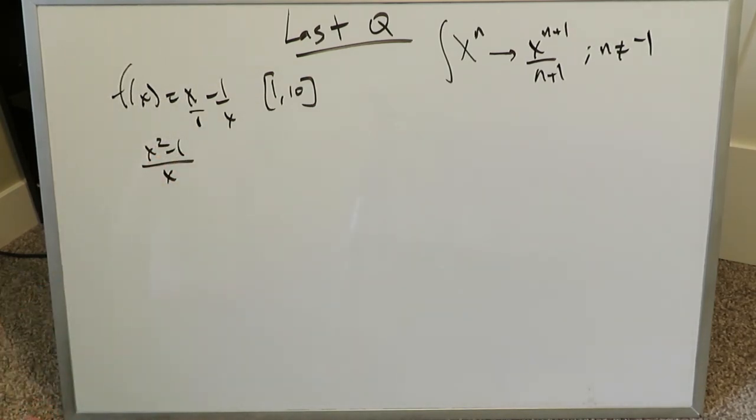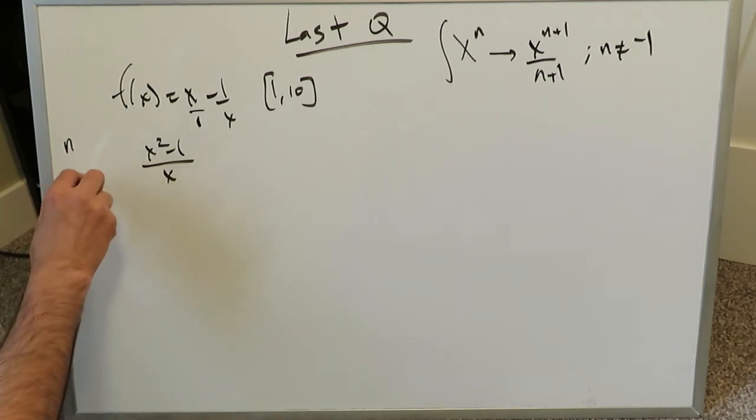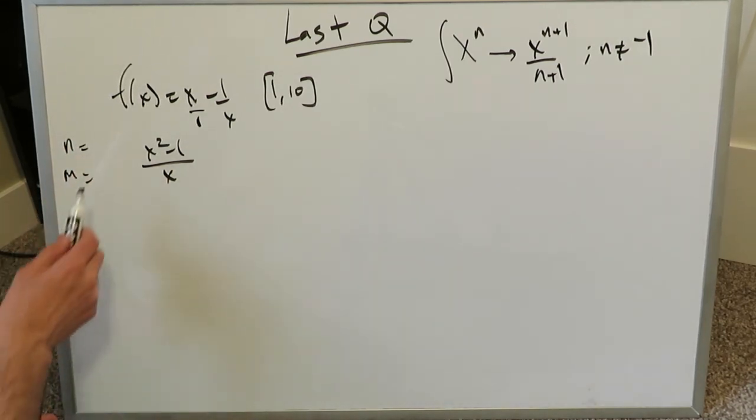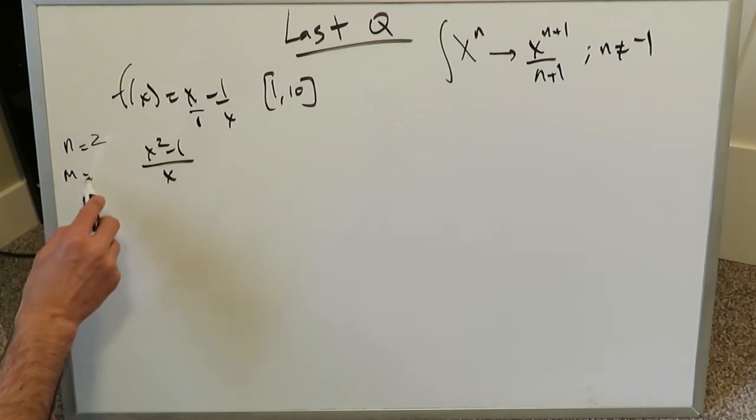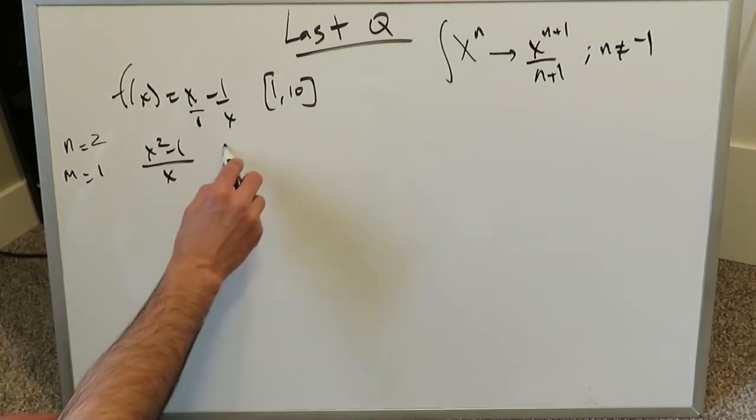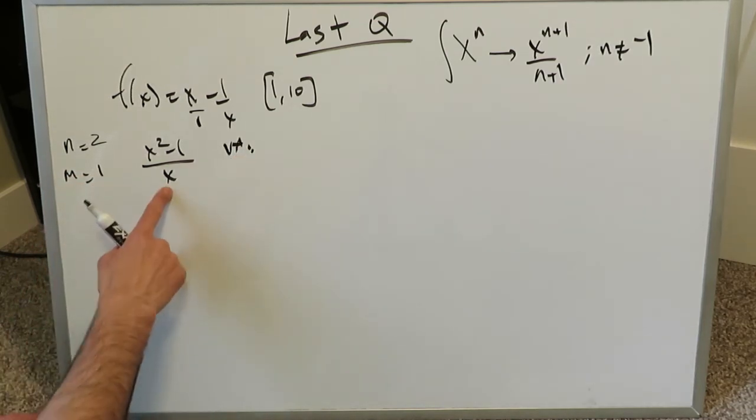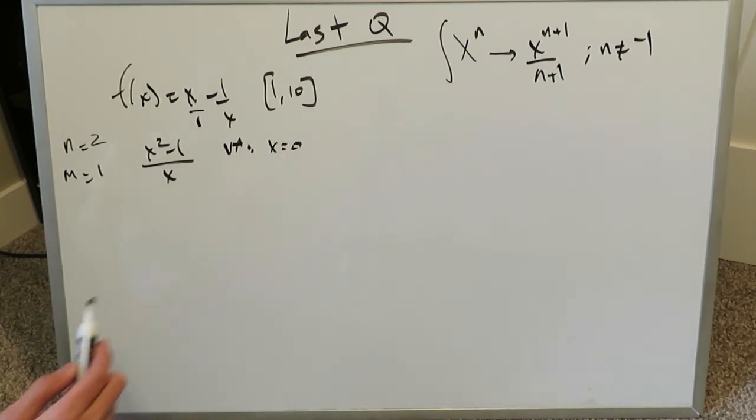You have to think back to the asymptotes. You have n and you have m. Remember how you calculate the asymptotes. The highest order exponent in the numerator is 2. In the denominator you have a 1. In terms of vertical asymptote, you're looking at the 0 of the denominator. x equals 0 is a vertical asymptote.